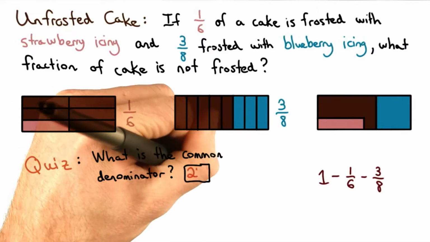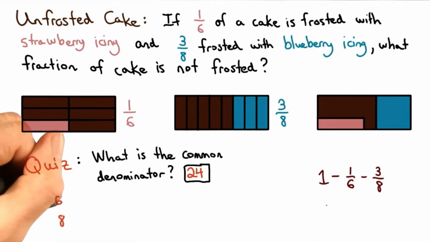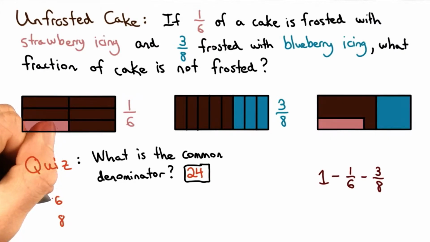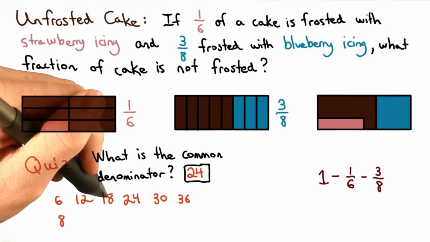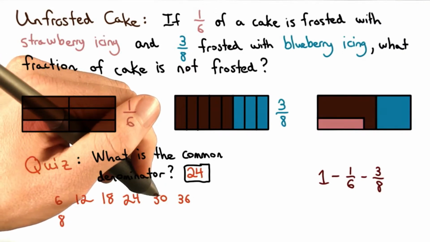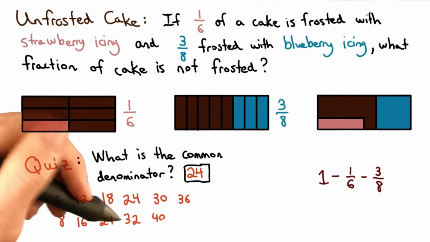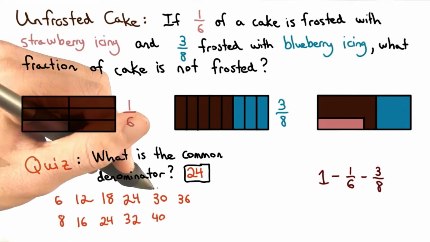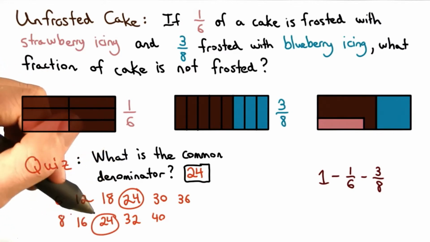All right, the common denominator is going to be 24. Here's how we can figure that out. I can start by listing my denominators, and then I can list the multiples of 6 and the multiples of 8. So I have 6, 12, 18, 24, 30, and 36. For 8, I have 16, 24, 32, and 40. I can see that the lowest common number is 24. Both 6 and 8 go into 24.